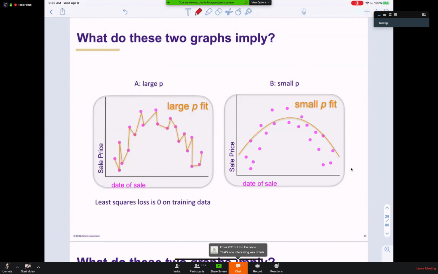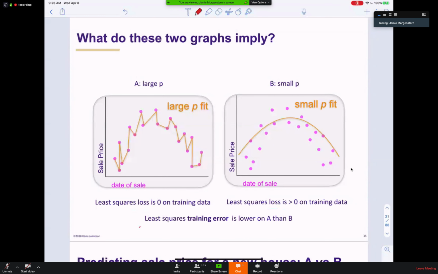So, as I mentioned before, if we're thinking about A, the least squares loss that we could compute on our training data is actually 0 here, right? We're exactly predicting the sale price from the date of sale for every one of our training points. On the other hand, if we're looking at B, our least squares loss is greater than 0 on our training data. So that's certainly one way in which A is better than B, right? A has lower training error. A has lower least squares loss on the training data that we have than B.